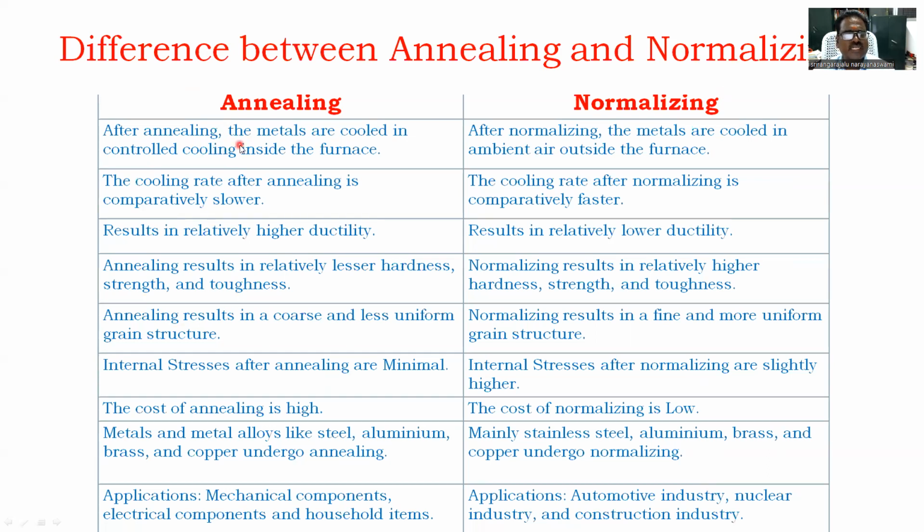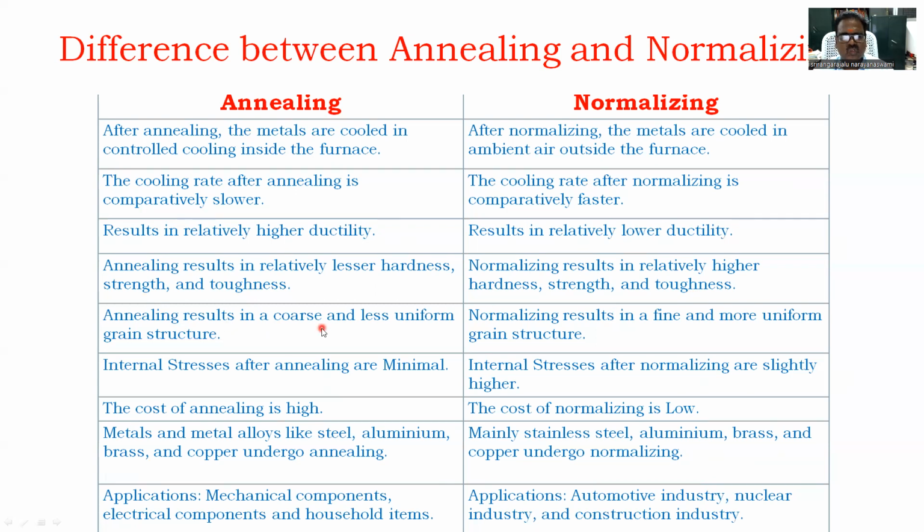Annealing: after annealing, most metals are cooled with controlled cooling inside the furnace. Normalizing: after normalizing, the metals are cooled in ambient air outside the furnace. The cooling rate after annealing is comparatively slower. The cooling rate after normalizing is comparatively faster. Annealing results in relatively higher ductility, normalizing results in relatively lower ductility. Annealing results in relatively lesser hardness, strength, and toughness. Normalizing results in relatively higher hardness, strength, and toughness.